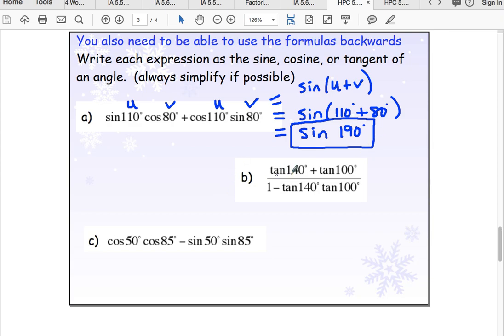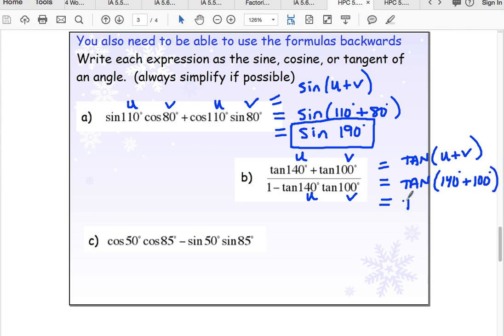For part B, I've got tangent of u plus tangent of v divided by 1 minus tangent of u tangent of v. So if I look on the formula sheet, that would be the tangent of u plus v formula. In this case, it would be tangent of 140 degrees plus 100 degrees. We can add those together, and we will get tangent of 240 degrees. And that's as good as that one's going to get. The directions are probably going to say something like simplify. So that's as simplified as we can go.